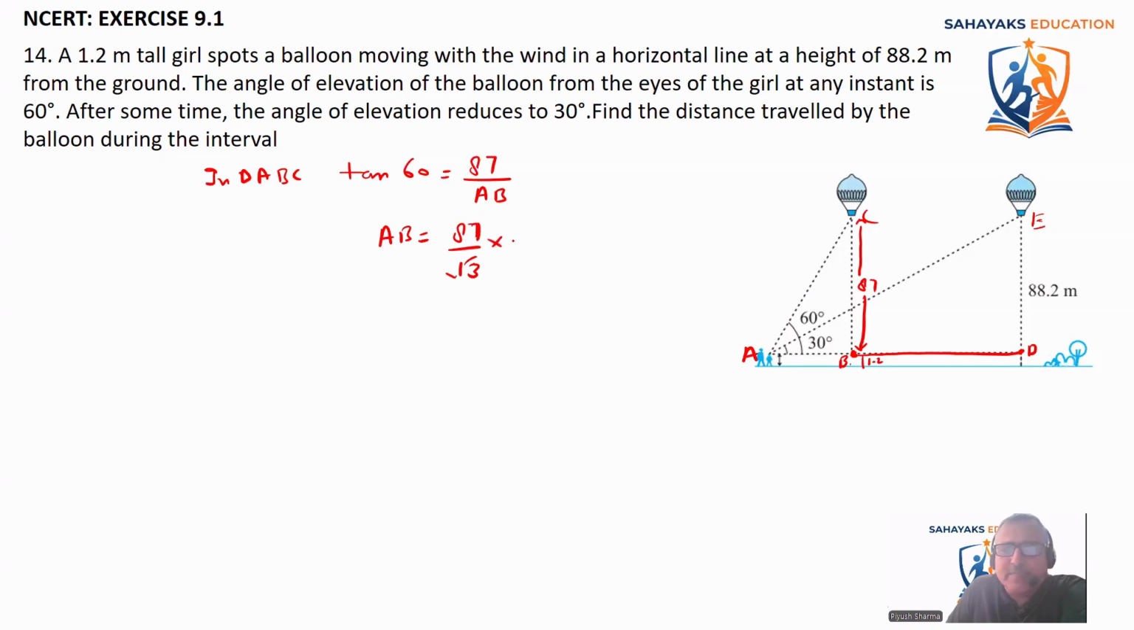If we want to rationalize, we multiply by root 3 by root 3. So it comes out to be 87 root 3 divided by 3. And when we cut it, 3 2s are 6 and 3 9s are 27. So 29 root 3. So the distance AB, from here to here, is 29 root 3. Okay, now let's find the complete distance and then subtract from it. So this will also be 87, 87 from here till here.